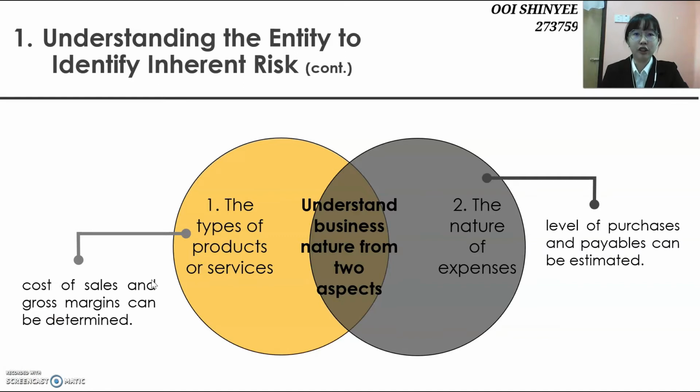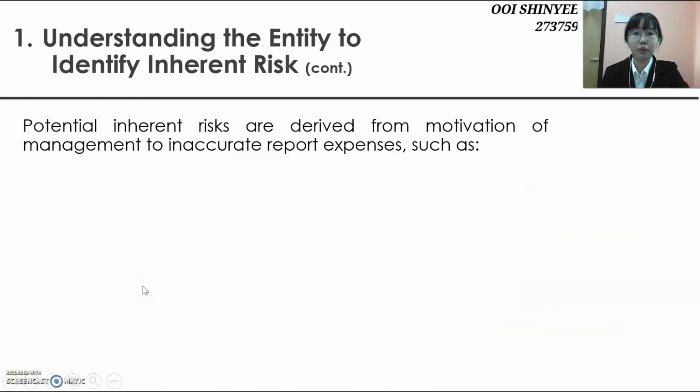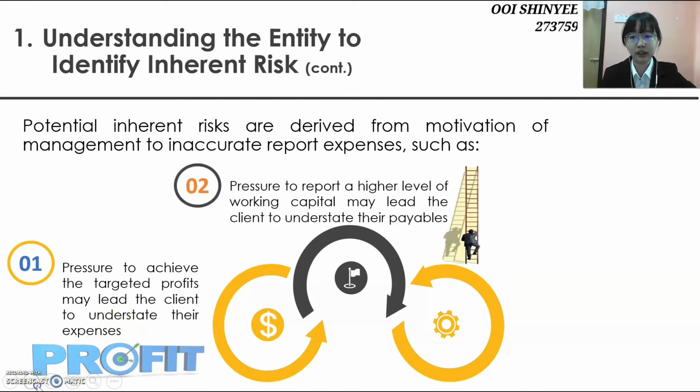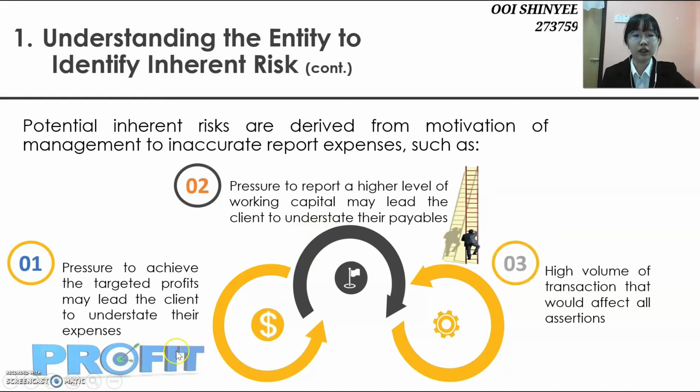Moreover, understanding the nature of the entity's business can help to assess inherent risks relating to purchases and payables. This is because there will be a number of potential inherent risks derived from the motivation of management to report expenses inaccurately, which includes, first, the pressure to achieve targeted profits may lead the client to understate their expenses. The second, the pressure to report a higher level of working capital may lead the client to understate their payables. And the third, a high volume of transactions that would affect all assertions.